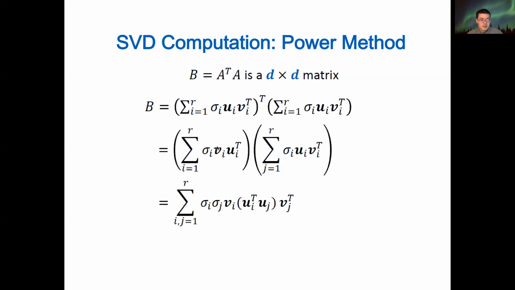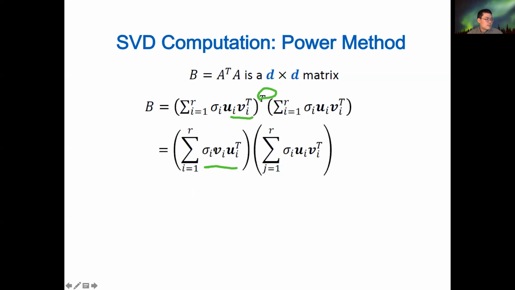Let's go back. If you compute the transpose of this thing, it will give you V I, U I. This is V I transpose, transposed. I hope this is okay with you guys. Then you compute this term times this term. This is quite tricky: R terms times R terms gives R squared terms after the product. Every term here can be multiplied by every term, but we can cancel out a lot of terms.